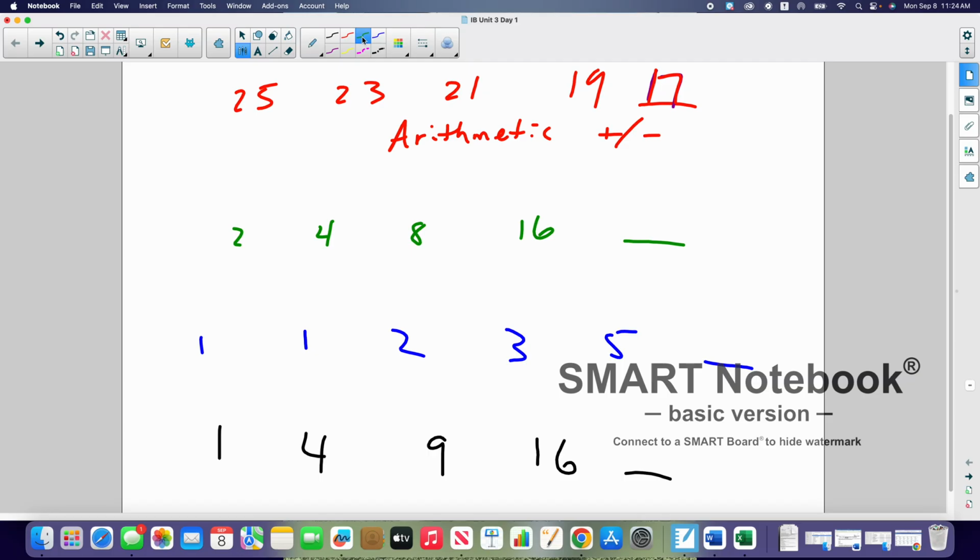The green one. What's the number? 32. And what's the pattern or what's the process? We're timesing by 2. We're multiplying. Anytime that you multiply to get from one to the next, we refer to that as geometric. So if I multiply to get from one term to the next term, it's geometric. Now, I should clarify this. I have to add or subtract or multiply by the same number. This is the same number over and over again that we're multiplying by.